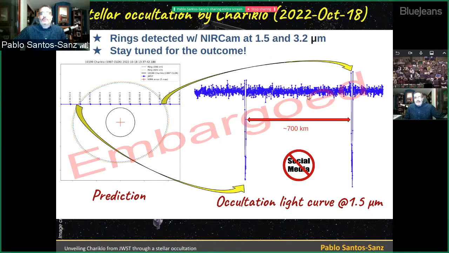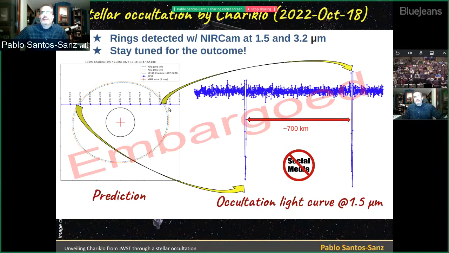light curve at 1.5 microns. The first drop corresponds to the first part of the ring, and the second drop to the second part. We didn't detect the main body in this preliminary light curve. Taking into account this distance that is around 700 kilometers, our prediction was a really, really good prediction.